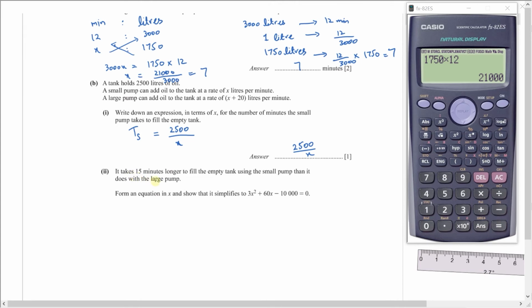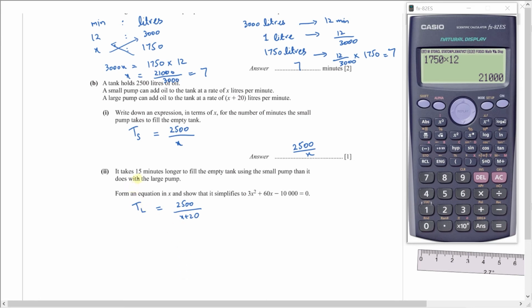Part 2 is it takes 15 minutes longer to fill the empty tank using the small pump than it does with the large pump. Find an equation in x and show that it simplifies to this. So the difference in time is 15 minutes. Small pump takes this much time, so let's calculate how much time the large pump takes. Let's call it TL. So the large pump will take 2500, which is the capacity of the tank, divided by the rate at which the large pump fills the tank, which is x plus 20.